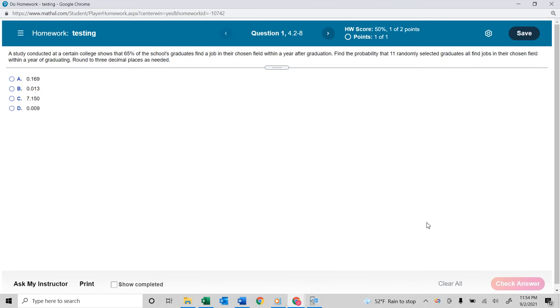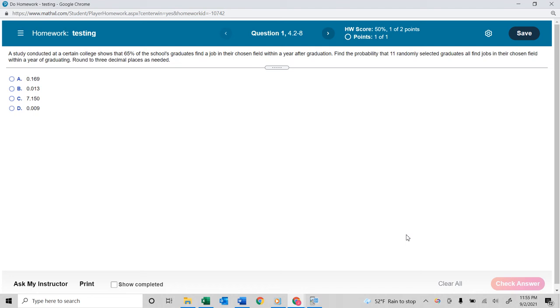A study conducted at a certain college shows that 65% of a school's graduates find a job in their chosen field a year after graduation. Find the probability that 11 randomly selected graduates all find jobs in their chosen field within a year of graduating. Okay, so first, is this independent or dependent?